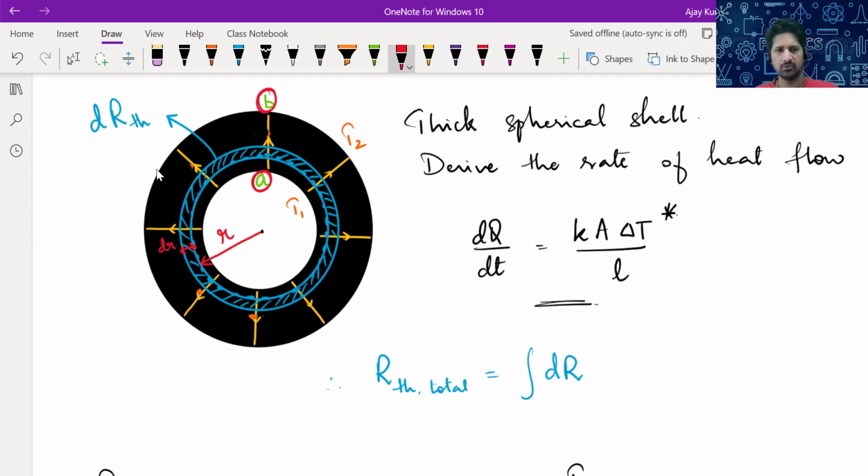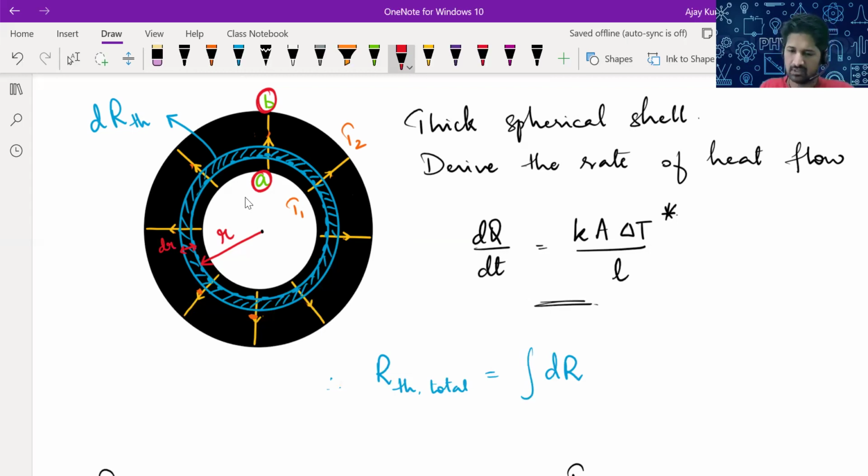Okay, now some of you may be used to this, for some of you this may be new. dr means change in the radius. Okay, d stands for change or small variation. Okay. So as you go from one layer to the next layer, radius will change, no? So from one layer to next layer, the change in radius is dr. That becomes the thickness of the layer. That's all.